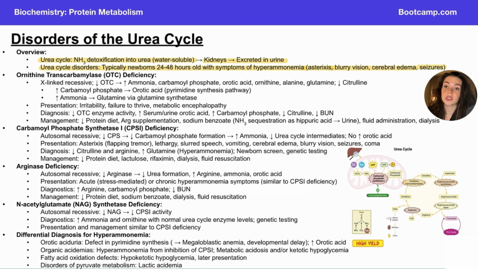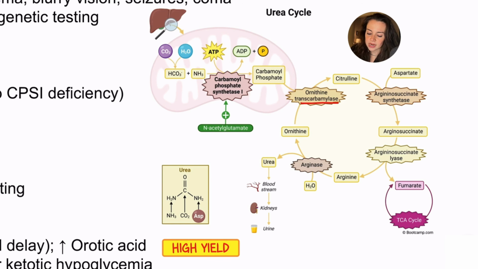The first disorder of the urea cycle we're going to talk about is ornithine transcarbamylase deficiency, or OTC deficiency. OTC was the enzyme that combined ornithine with carbamoyl phosphate to create citrulline. This enzyme is deficient in OTC deficiency, and so you're going to get a buildup upstream of carbamoyl phosphate and of upstream ammonia, right?